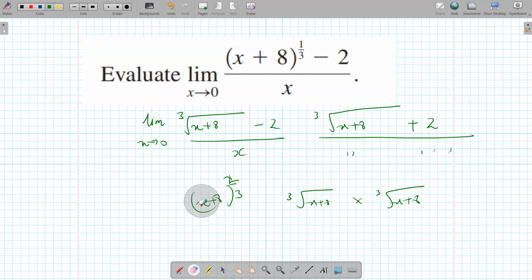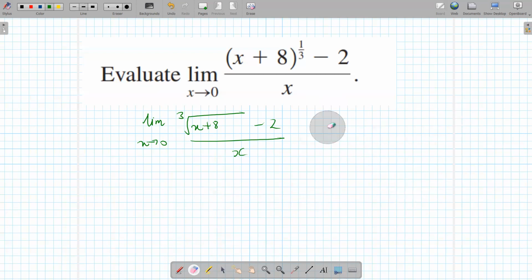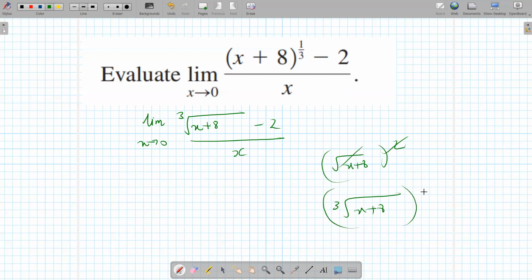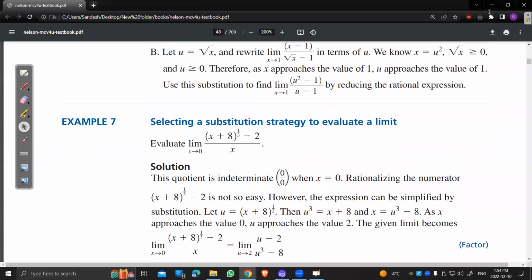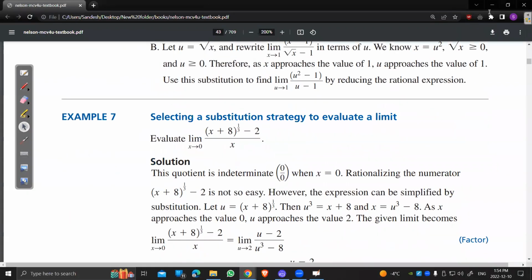That is not going to help us. I don't think so. You understand why, though? Because square root of x plus 8 squared would kill off the roots, right? But when you have a cube root of x plus 8, and you multiply it with itself, you get a power of 2 over 3. No, they don't cancel out. So there's only one way to do this, and this is a little bit advanced.